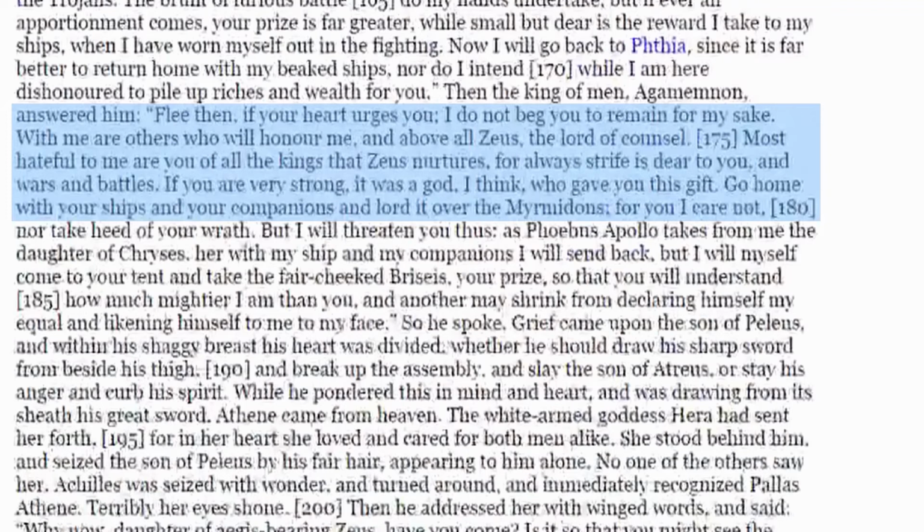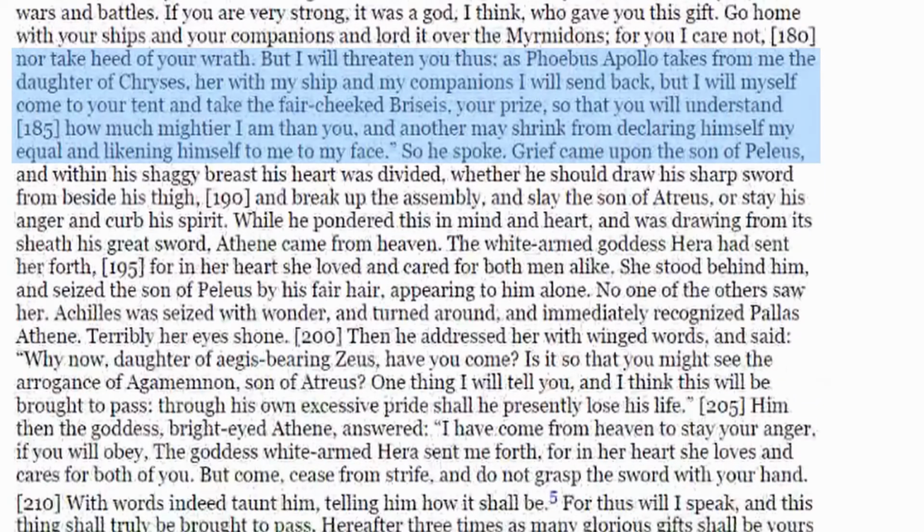And Agamemnon replies, yeah, go then, fine, leave. I don't need you. Flee then if your heart urges you. I do not beg you to remain for my sake. With me are others who will honor me, and above all Zeus, the Lord of counsel. And then he's like, yeah, I don't even like you. Most hateful to me are you of all the kings that Zeus nurtures, for always strife is dear to you in wars and battles. If you are very strong, it was a god, I think, who gave you this gift. Go home with your ships and your companions, and lord it over the Myrmidons. For you I care not, nor take heed of your wrath. Yeah, you mean nothing to me. You're nothing to me.